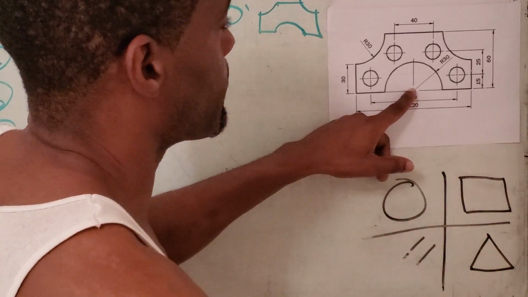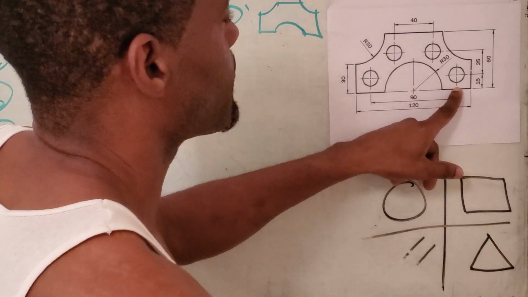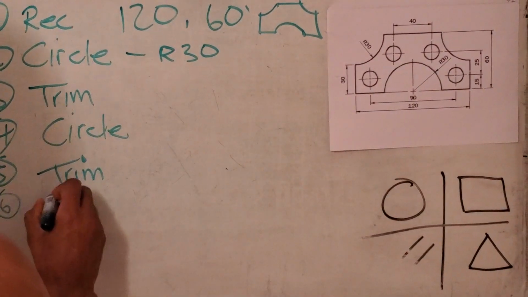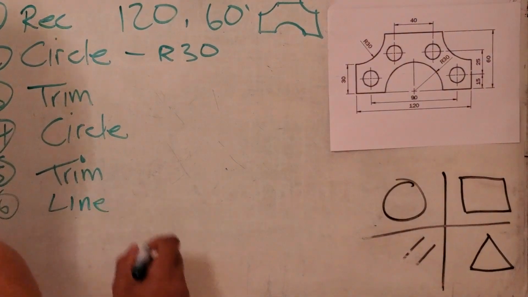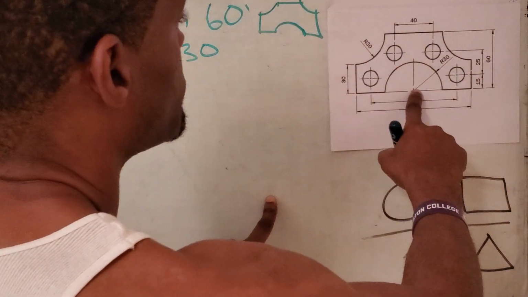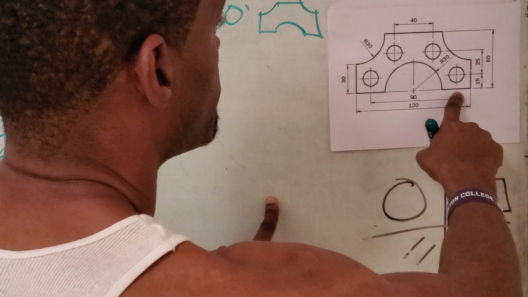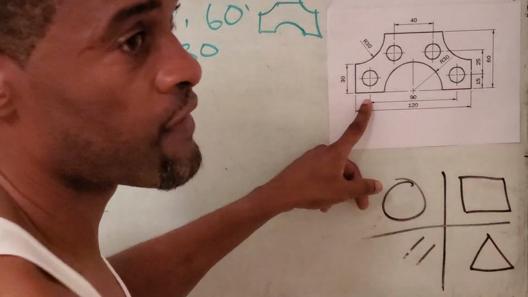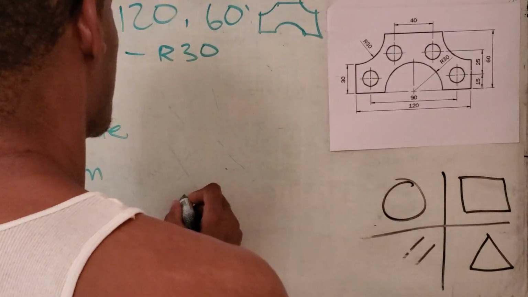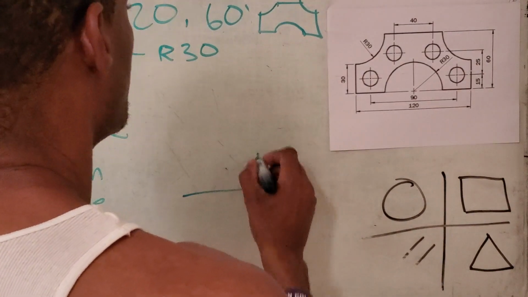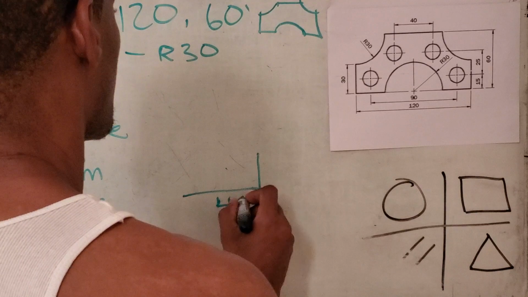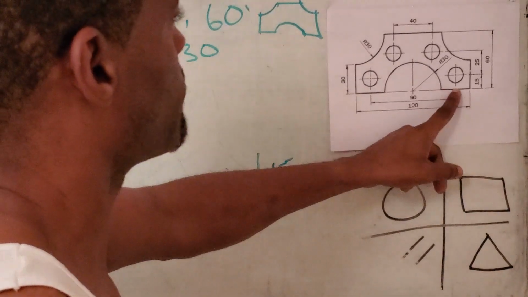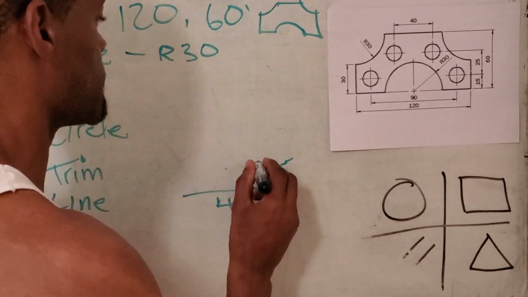Or you could draw a line from here, 45 in this direction, then 15 up. Line. From the center to here would be 45. If from here to here is 90, then from here to here is 45. So line 45 by 15 to get this center.